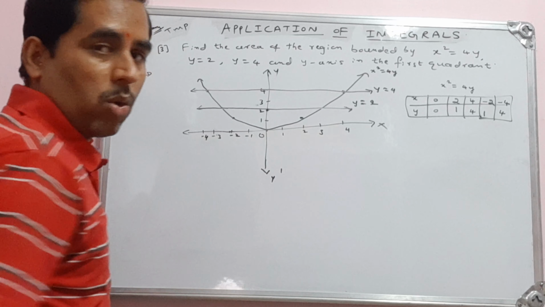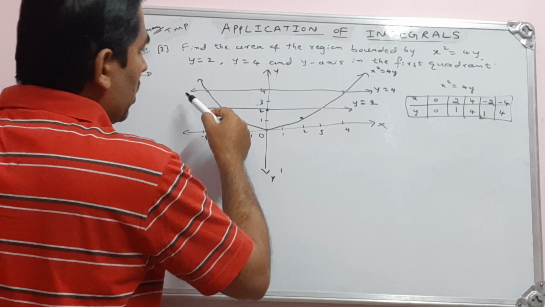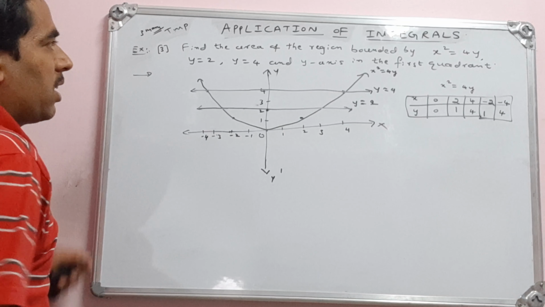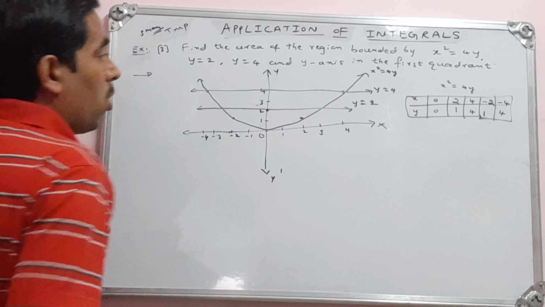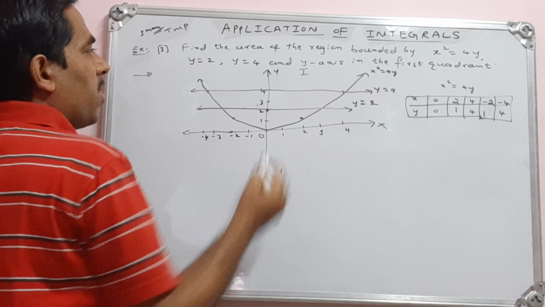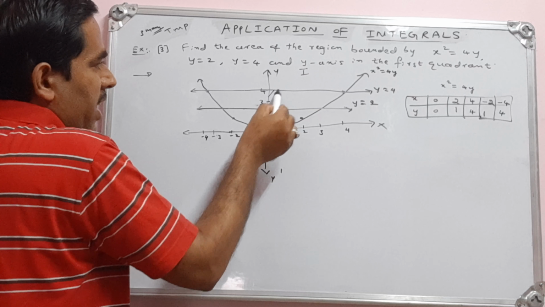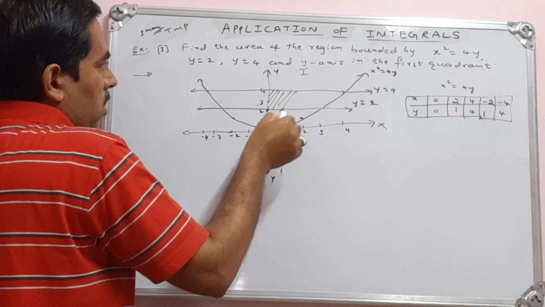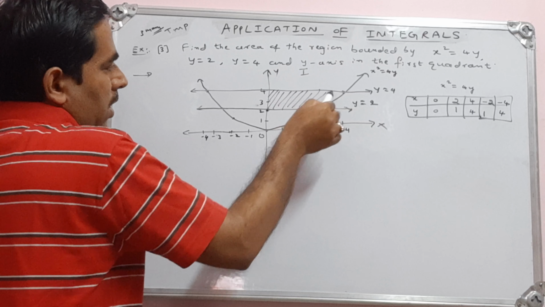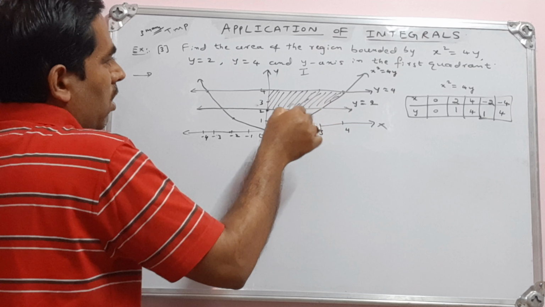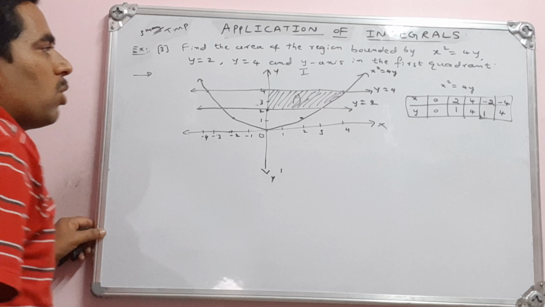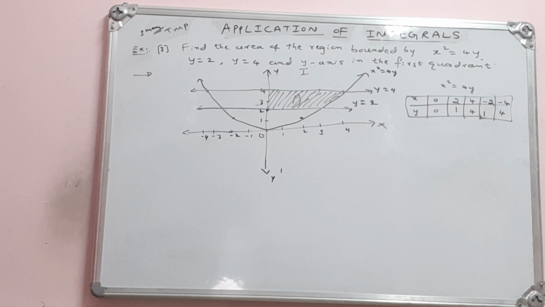So y is equal to 2 is a line parallel to x-axis, and y is equal to 4 is a line parallel to x-axis. See, in the first quadrant, so where is my first quadrant? See, my first quadrant is here. So my required area is, see, only this one. So this is our required area. So I have to find out the required area.